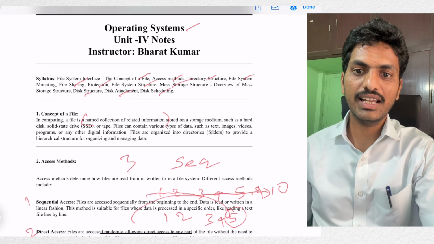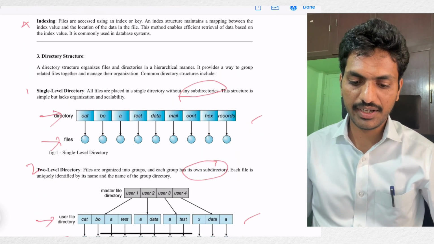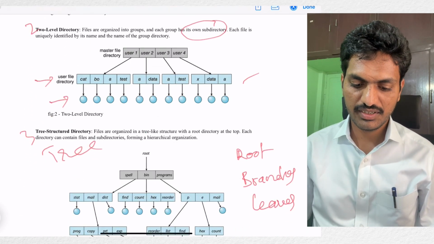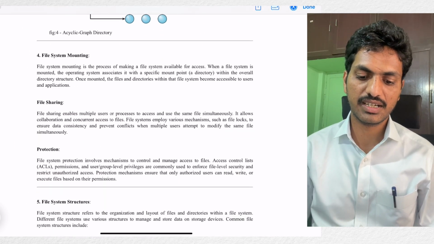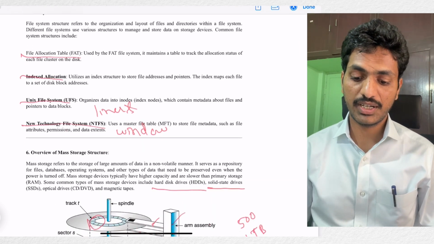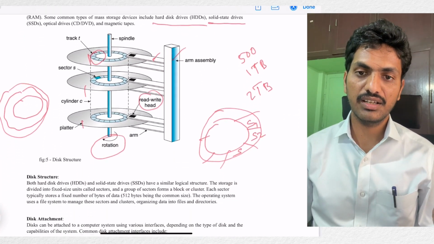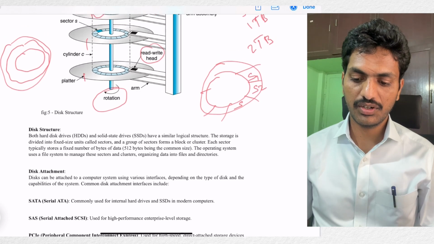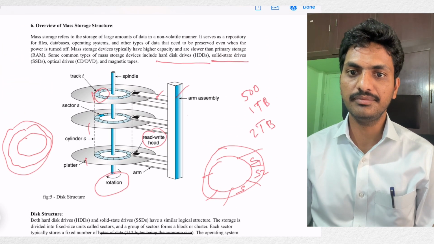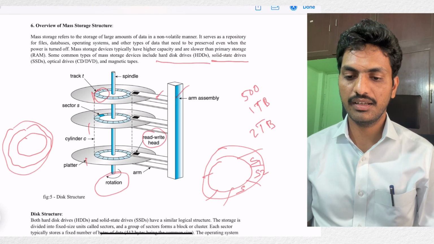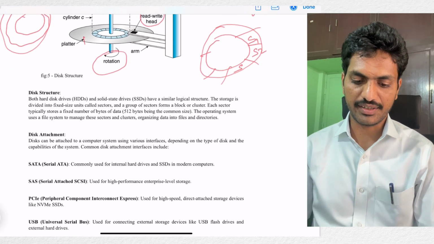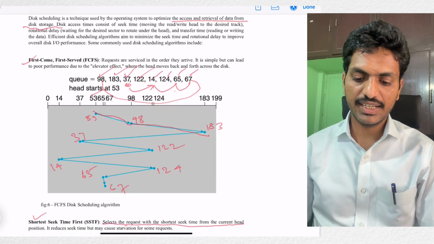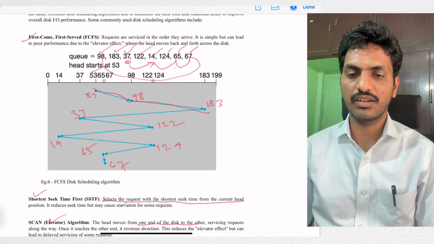So what is a file? What are the accessing methods? You read them, and directory structures. Four types we have seen. Four types of directory structure, four types of file systems, and disk structure. You also remember this diagram. You practice. If you see any such question in the exam, you can write that. And disk scheduling, four types of disk scheduling.